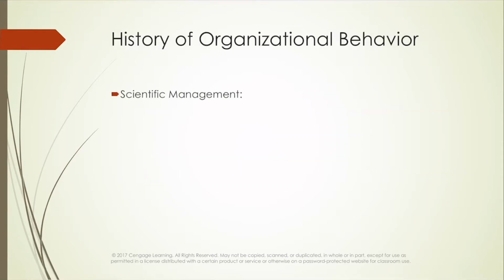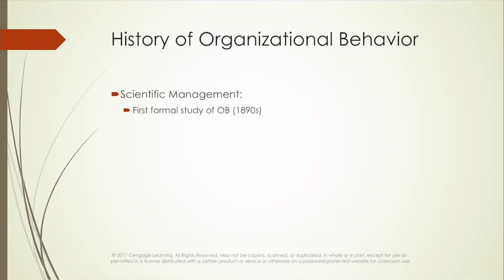Now, the history of organizational behavior. Really, we've just started studying it, but the history of organizational behavior goes back a long way. The first formal study began around 1890, at the turn of the 20th century. And you've probably heard, if you haven't, you will, a man named Frederick Taylor. He was, of course, considered to be the father of scientific management.